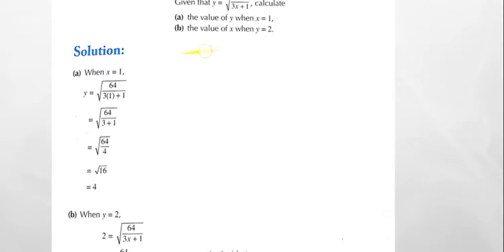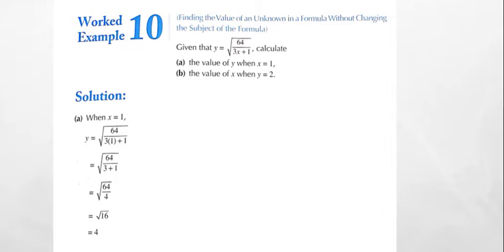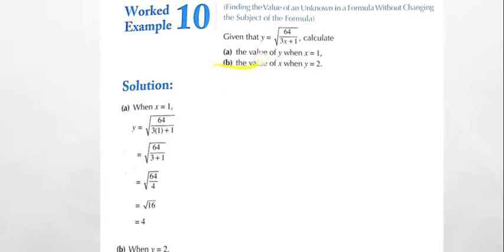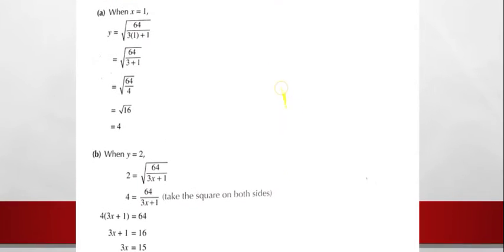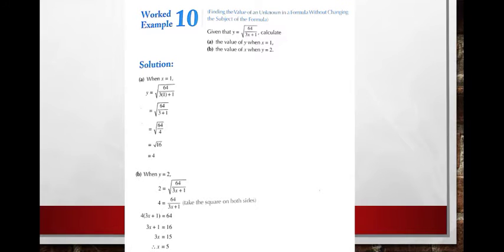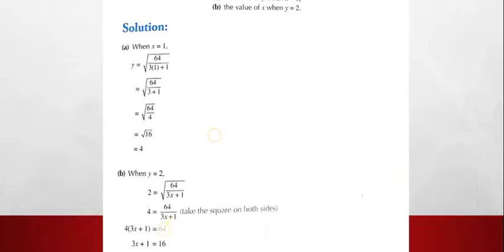But the important thing here is this one, the value of x when y equals 2. Now, because we want to find x, from all the previous examples we usually try to move things around to turn it into x equals something, so I can find x. But here they say without changing the subject of the formula. So we don't change the subject. Y equals 2, just put it here.